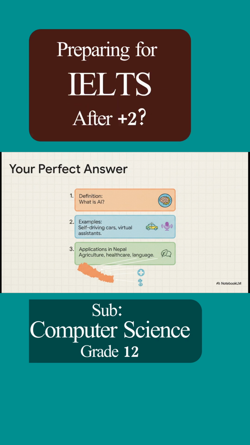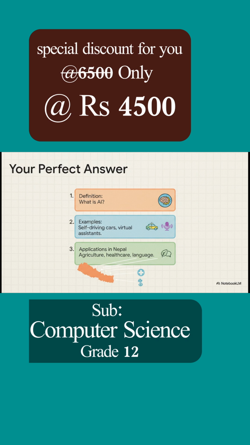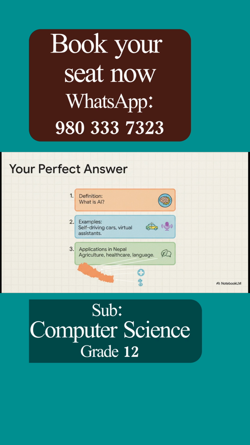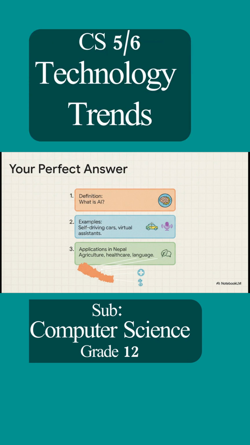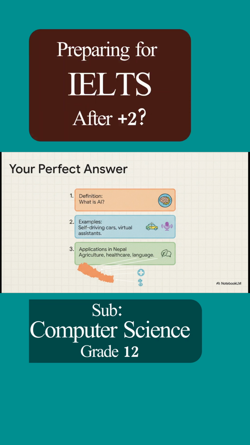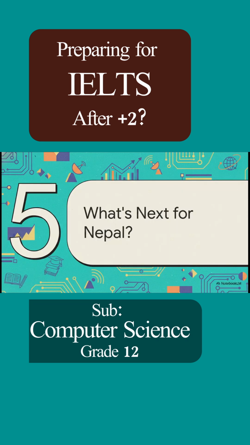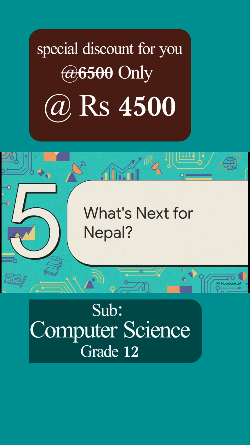Step 1, start with the definition we already talked about, making machines think like humans. Simple. Step 2, give some cool, modern examples. Talk about self-driving cars or virtual assistants like Siri. Step 3, and this is the secret sauce for a top-scoring answer, connect it to Nepal. Think about it. How could AI help here? Maybe in agriculture or healthcare or even creating better language translation tools? That last part shows you're really thinking. And there you have it. Just like that, you are totally ready to crush Chapter 7.